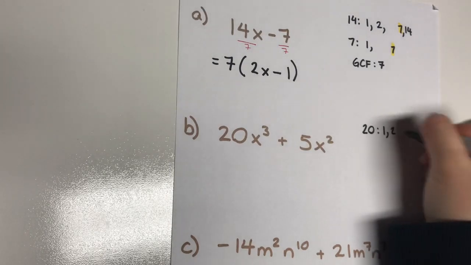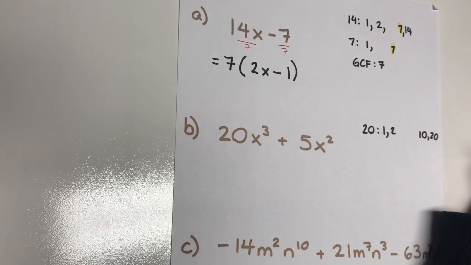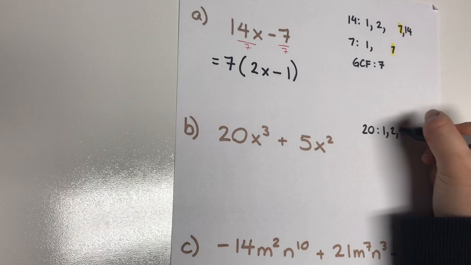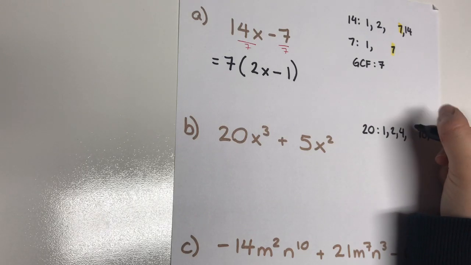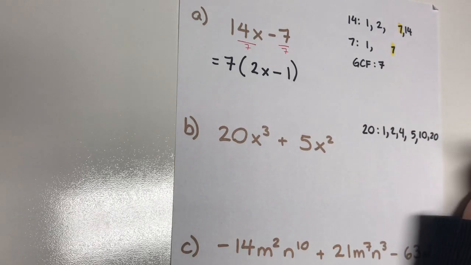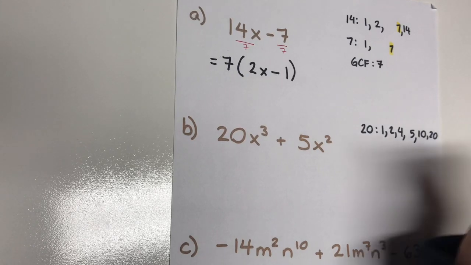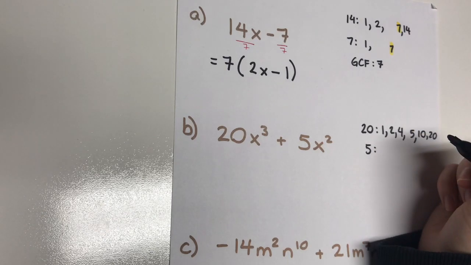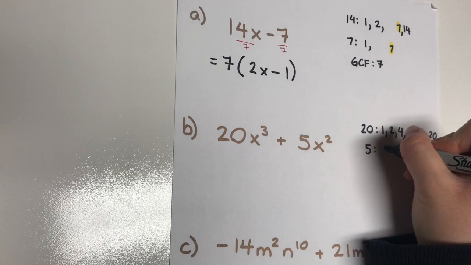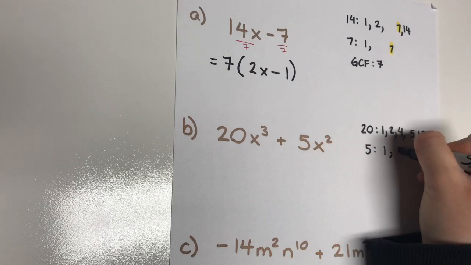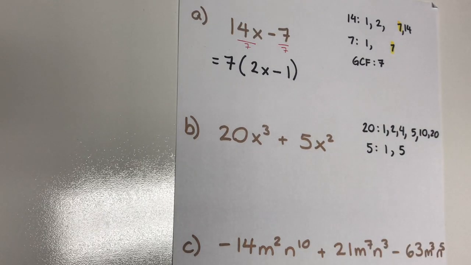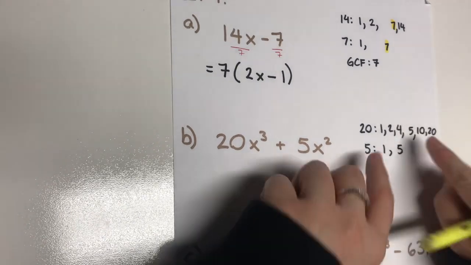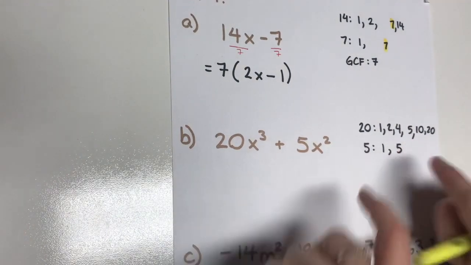I know that 2 goes into 20 because 2 times 10 is 20. 3 doesn't, 4 does. 4 times 5 is 20, and that's it. My factors of 5, 5 is also prime. Remember, prime means that it only has 1 and itself as its factors. So 1 and 5 are the factors. So here they have 1 and 5 in common, and the greatest is 5.